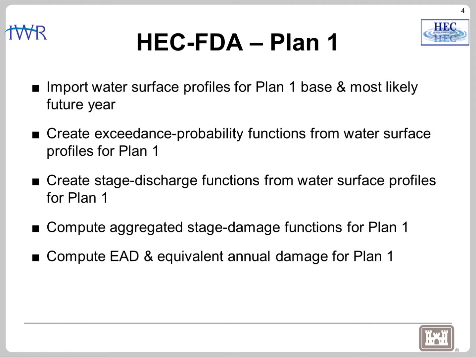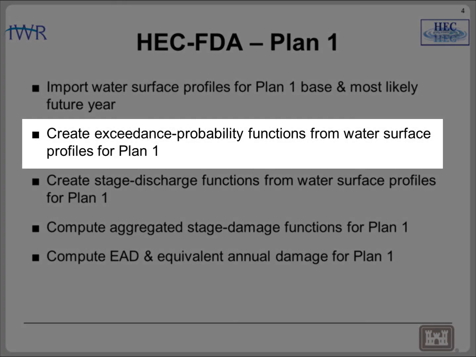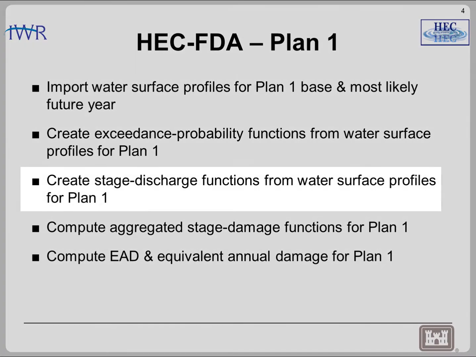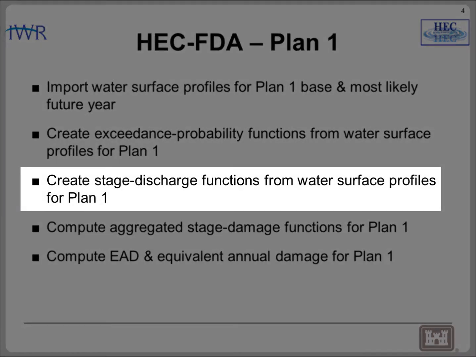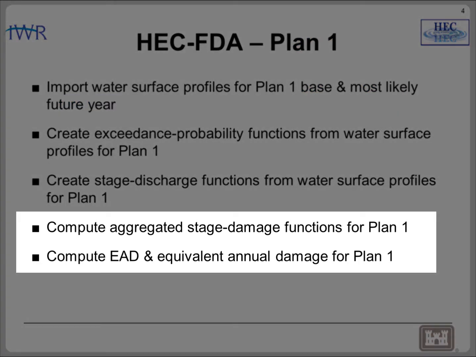Starting with Plan 1. Here's an overview of Plan 1 and all the steps you will need to complete. You will need to import the water surface profiles for Plan 1 for the base year and the most likely future year. Then you will need to create the exceedance probability functions from the imported water surface profiles. You also need to create the stage discharge functions from the water surface profiles. Again, making sure that you're selecting the correct year and plan. Then you will need to compute the aggregated stage damage functions for Plan 1. Then compute the EAD and equivalent annual damage for Plan 1.